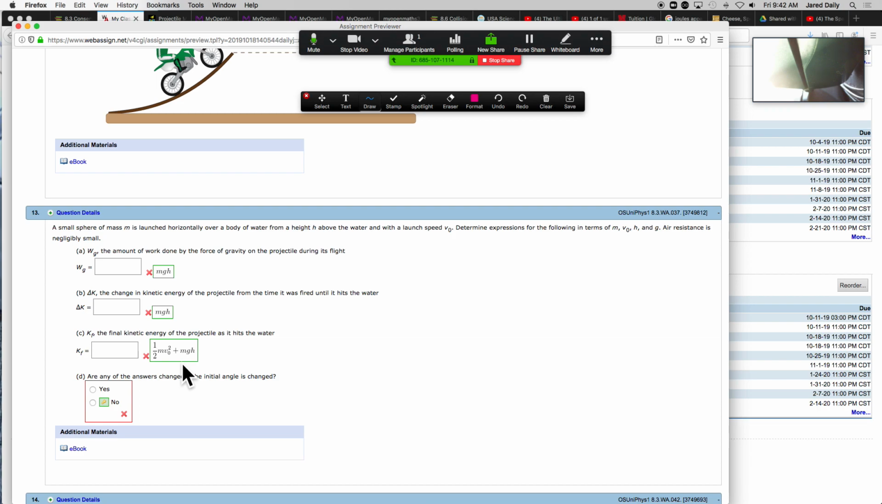And then, are any of the answers changed if the initial angle is changed? Doesn't matter. Doesn't matter if it goes down or up or anything else, really. It will all be the same thing, which is kind of nice. As long as you're not asking anybody, what is the angle of the ball as it enters the water? If they ask you that, then you're stuck. You got to go to kinematics, and oh well, such is life. Any more questions?